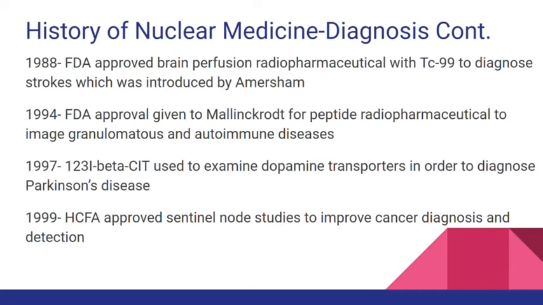In 1988, FDA approved brain perfusion radiopharmaceutical with TC99M to diagnose strokes, which was introduced by Amersham. In 1994, the FDA approval was given to Mallinckrodt for peptide radiopharmaceutical to image granulomas and autoimmune diseases. In 1997, 123 I-beta-CIT was used to examine dopamine transporters in order to diagnose Parkinson's disease. In 1999, the HCFA approved sentinel node studies to improve cancer diagnosis and detection.